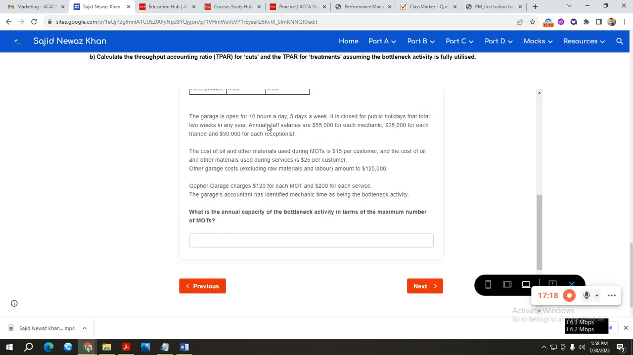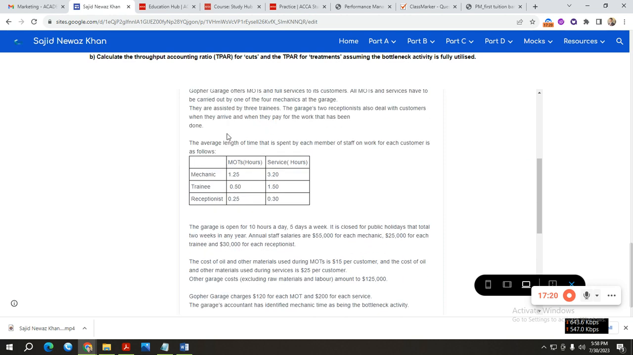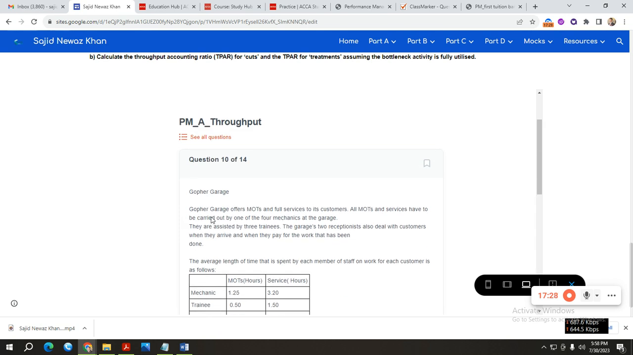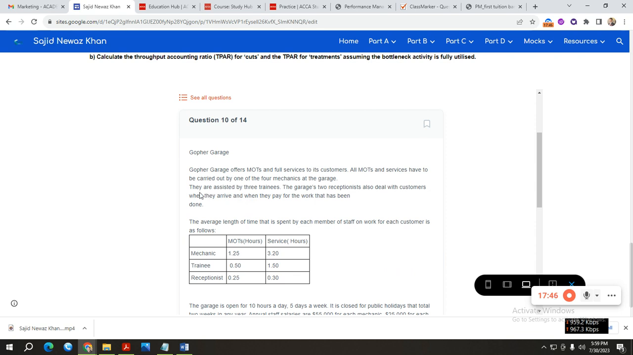So go for garage. This is obviously an OTQ. So what is the annual capacity of the bottleneck activity in terms of maximum number of MOTs? Okay, let's look at the question. So Gopher Garage offers MOTs and full service. So they provide MOT service and full service. So all MOT and services have to be carried out by one of the four mechanics at the garage. So there are four mechanics, and these mechanics are assisted by three trainees, and the garage has two receptionists who deal with customers when they arrive and when they pay for the work that has been done.